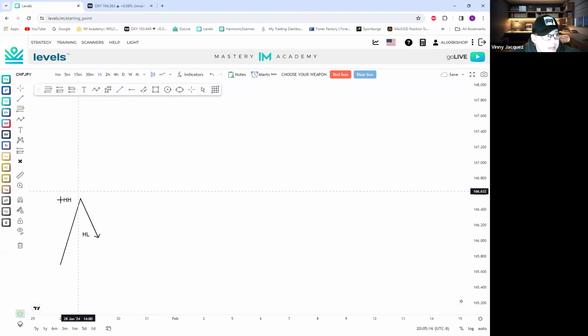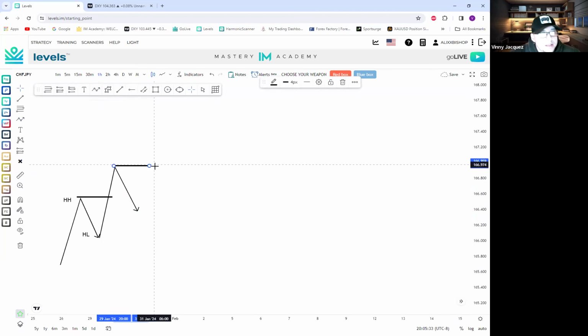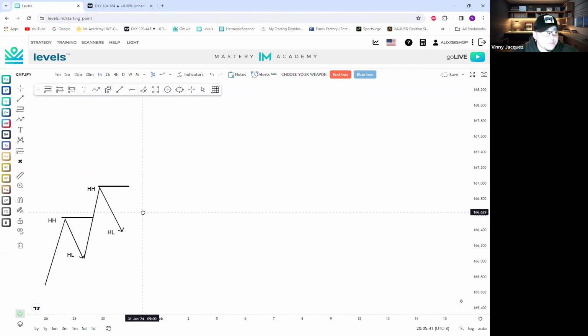Market is trending. We need this BOS. As soon as we get this BOS, break of structure to the upside, we get another higher high, and as soon as the market pulls back, we get another higher low. It's all about repetition. This is going to happen over and over again. Higher high, higher low.